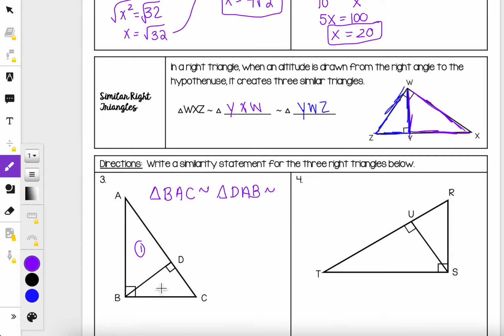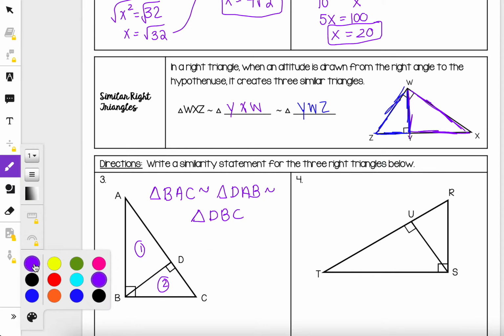which is going to be similar to, if I look at that second triangle, start at my right angle, go to the long leg, down to the hypotenuse, triangle DBC. And we're going to see on the next page how this relates to geometric mean.